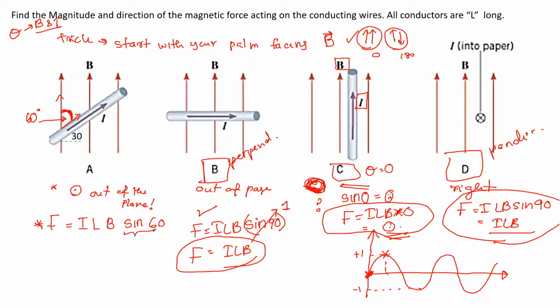So sine 60 is a value. It's half, right? Let's see. What is the value of sine 60? No, that is cos 60. Sine 60 is a small value less than 1. Okay, let me get the value. Sine 60 is 0.866, so 0.866 ILB. So this is smaller than ILB, right? So this is the maximum you can get. Sorry, this one and this one.